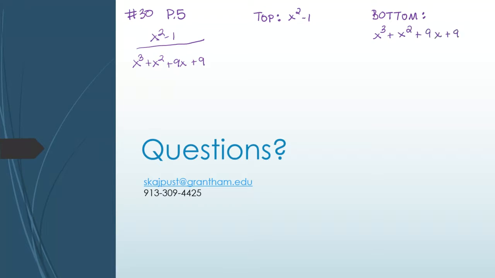Okay, so factoring the top, we have x squared minus 1. So this is one of the special products. This is difference of 2 squares again. And so that one factors to x plus 1, x minus 1. And being able to recognize that will really save you some time when you're factoring.